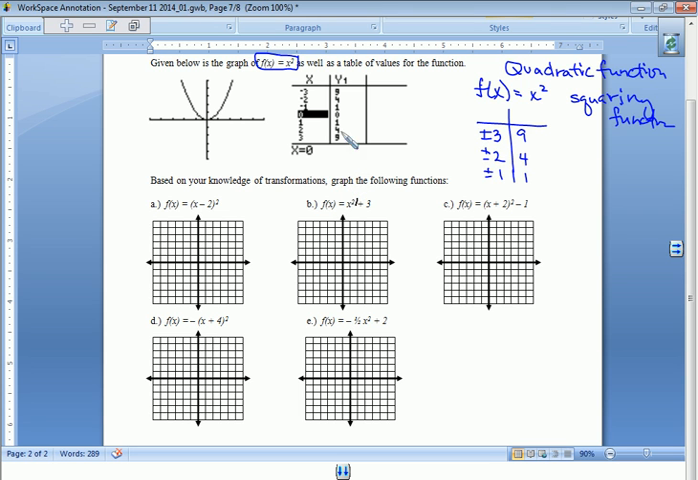So, this is what we do if we just pick things and input them into our function. Not really randomly, but the values of x from negative 3 to positive 3. Negative 3 squared is 9. Negative 2 squared is 4. Negative 1 squared is 1. 0 squared is 0. 1 squared is 1. 2 squared is 4. 3 squared is 9. And it gives us our parent graph for the quadratic.